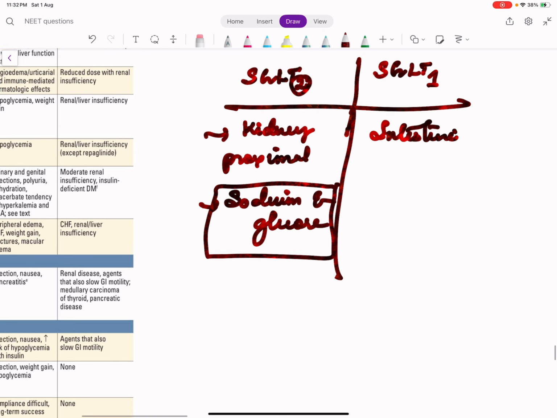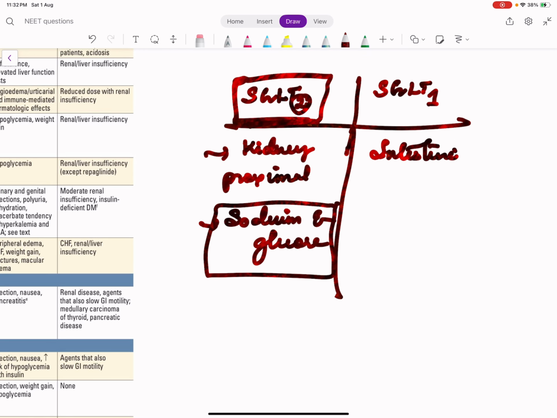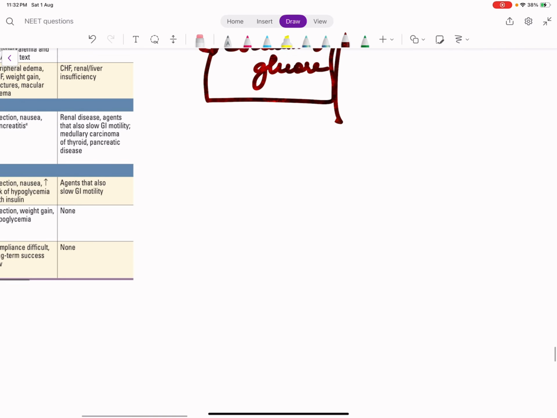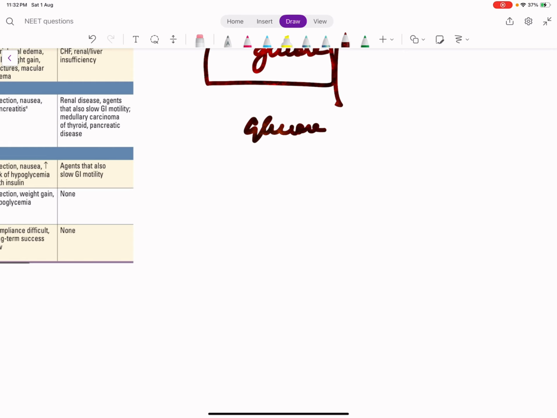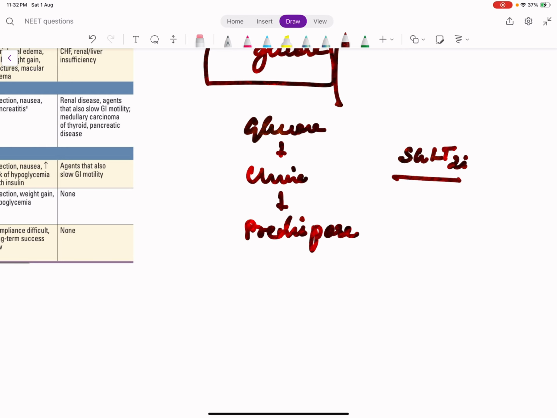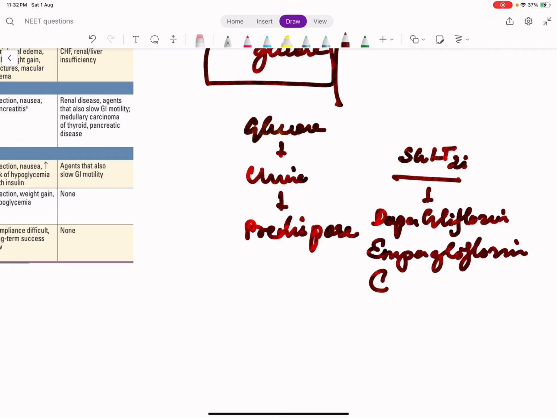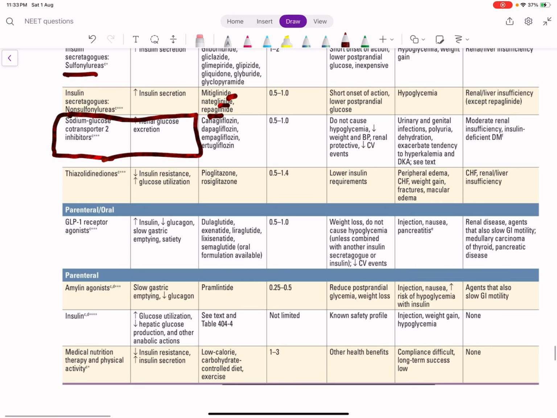So when sodium and glucose reabsorption from the kidney is inhibited by an SGLT2 inhibitor, what will happen? Excess glucose comes in the urine. So this predisposes to UTI. So if a scenario is given, patient is taking an anti-diabetic drug, there is a chance of UTI, which group of drugs causes it? SGLT2 inhibitors. Anything which ends in gliflozin: dapagliflozin, empagliflozin, canagliflozin. So these are the drugs which are SGLT2 inhibitors.